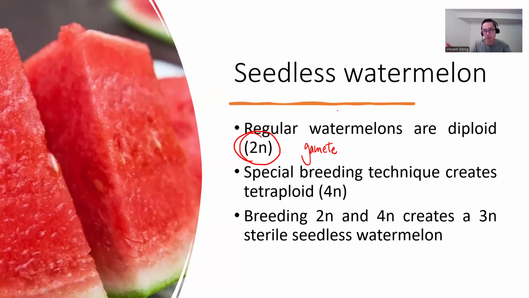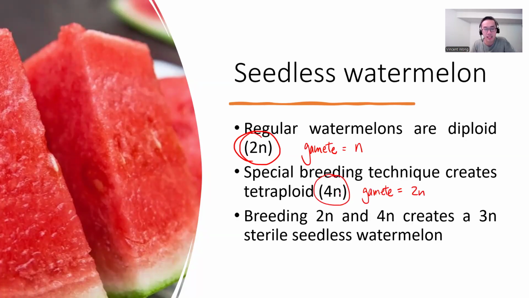We call them pollens and eggs, right? So for the gametes of a diploid watermelon, it is going to be N. It's haploid. But what about for the tetraploid watermelon? What would be the number of N's for something that is tetraploid? Anybody? That's correct. It is 2N.